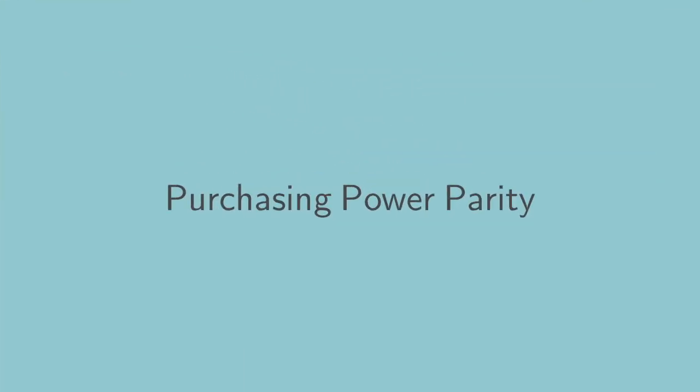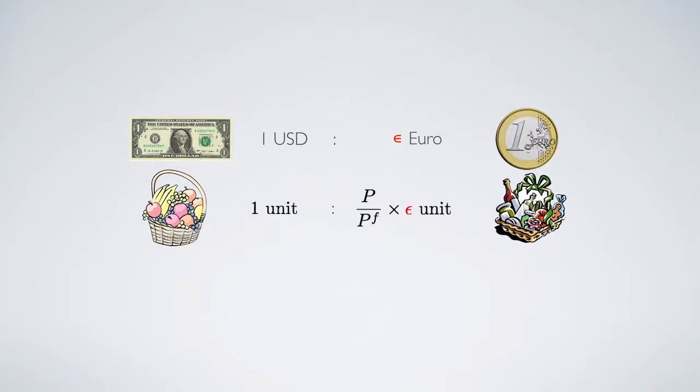Now we are going to talk about purchasing power parity. So far we already know nominal exchange rate, which is like this: one US dollar can be exchanged for epsilon unit of euros. And we know that for any currency exchange, it is involved with the trade-off between the purchasing power for each local basket. In the US versus euro example, the currency trade involved sacrificing 1 unit of US basket in exchange for the euro basket in the amount of P over PF times epsilon units.